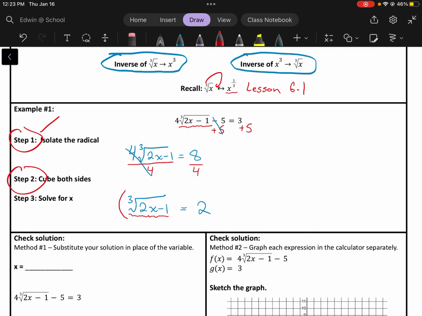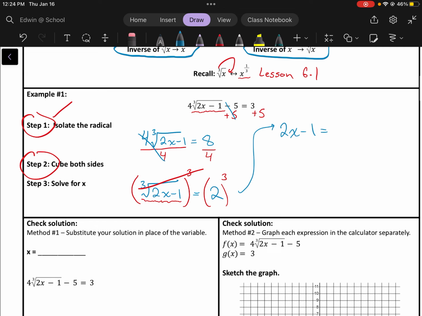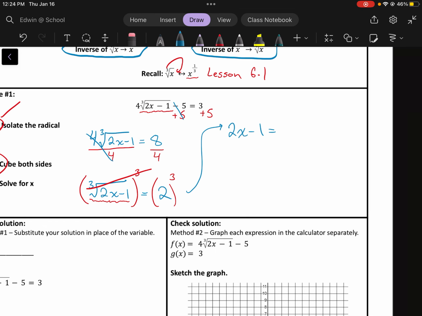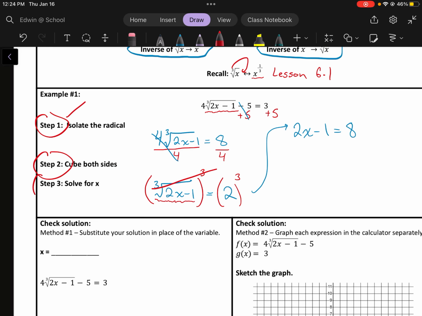So step 2 is to cube both sides. Cubing refers to raising it to the third power as such. If you do it to one side, you do it to the other side. So I'm drawing a little arrow. Whenever we cube things, notice that that 3 is going to cancel out with the cube root inside, meaning all that we're left with now is 2x minus 1 equals 2 cubed. So 2 cubed is basically like 2 times 2 times 2, which the first 2 times 2 will be 4, times another 2 is going to be 8.